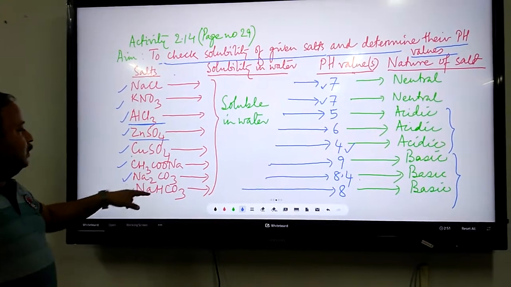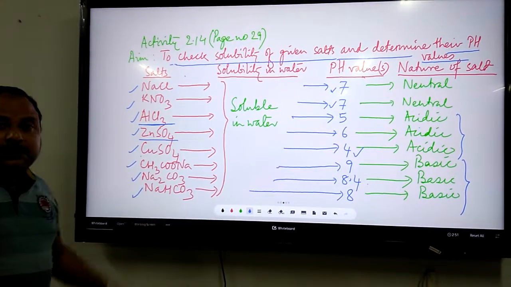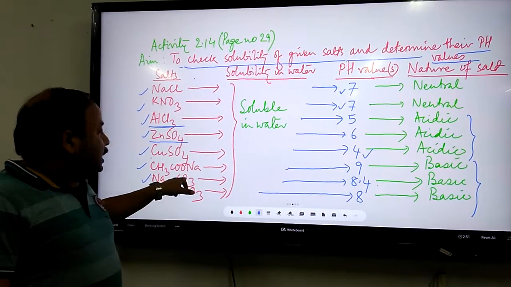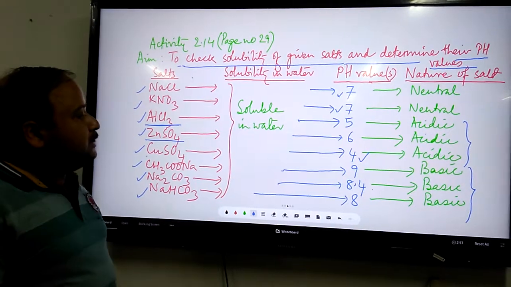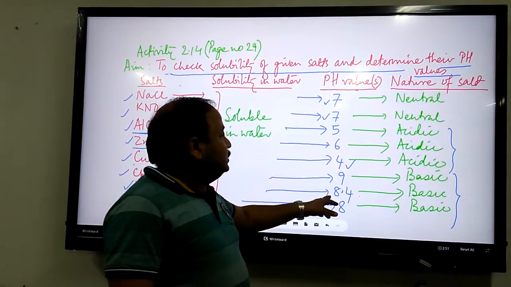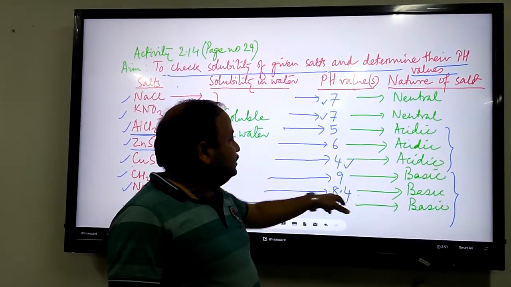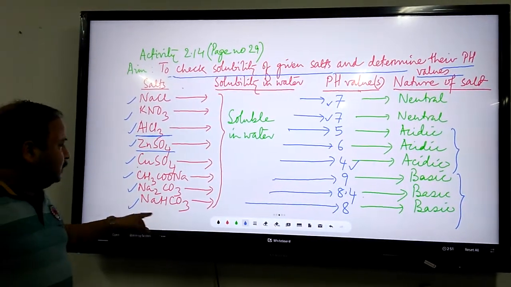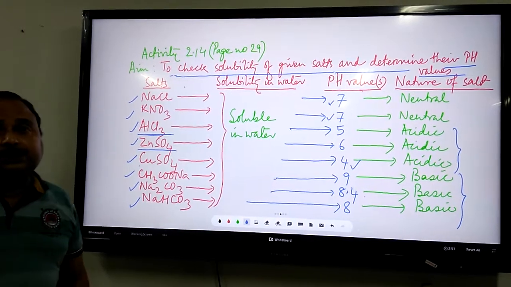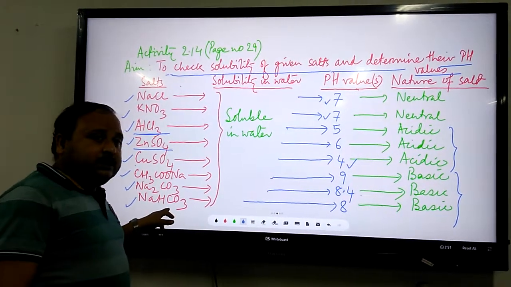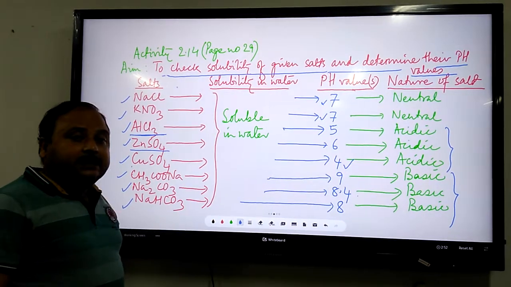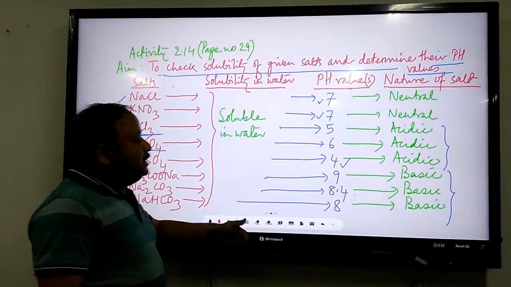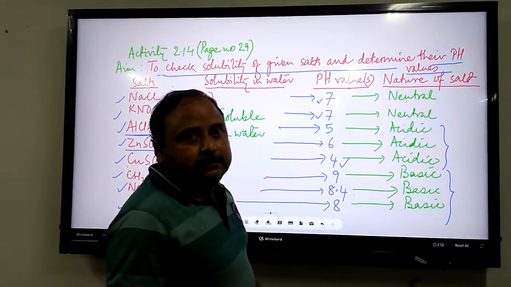Similarly, if you consider the next salt, which is formed due to the neutralization reaction between sodium hydroxide, which is a strong base, and carbonic acid, which is a weak acid, obviously the salt should be basic, and you have seen the solution of the salt shows pH value equal to 8.4. It is basic. If you consider the next salt, this is formed due to the neutralization reaction between a strong base, sodium hydroxide, and carbonic acid, which is a weak acid, and therefore the salt formed is basic and it has a pH value equal to 8.